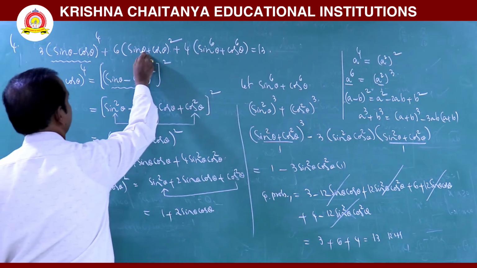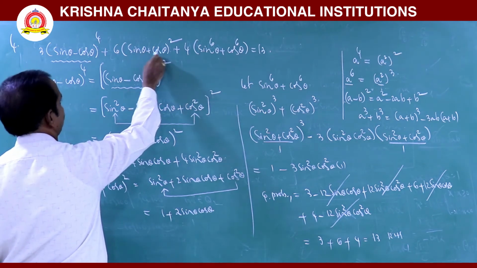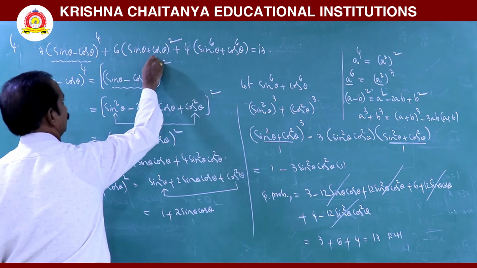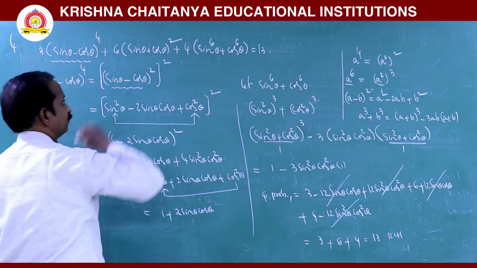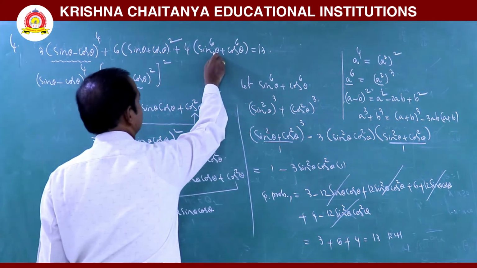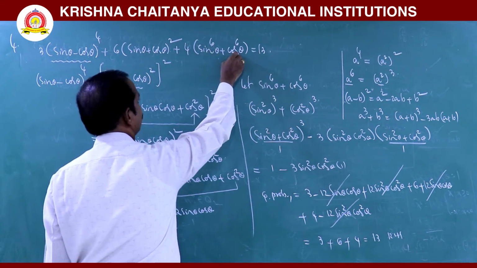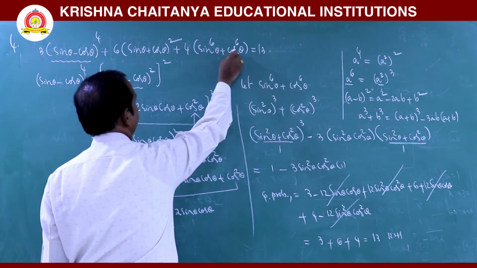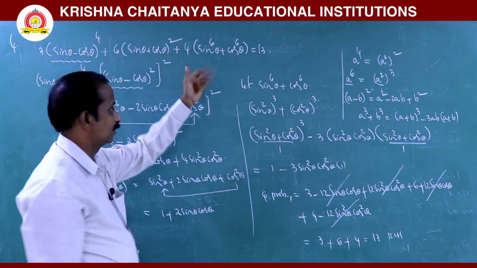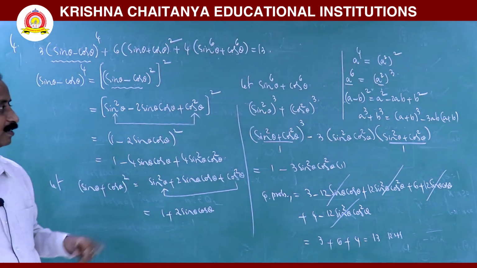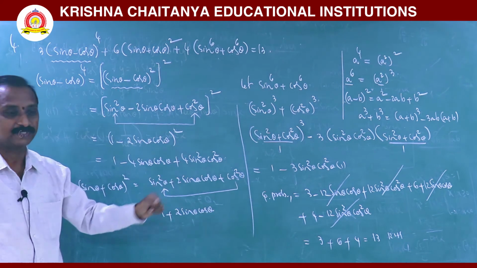Next, sin 0 is 0, cos 0 is 1. 0 plus 1 is 1, 1 square is 1, 6 into 1 is 6. So the second term value is 6. Next, sin 0 is 0, 0 power 6 is 0, cos 0 is 1, 1 power 6 is 1. So 0 plus 1 is 1, 1 into 4 is 4. 3 plus 6 plus 4 is 13. So this is our answer. Theta equal to 0 or 90 is the shortcut procedure.